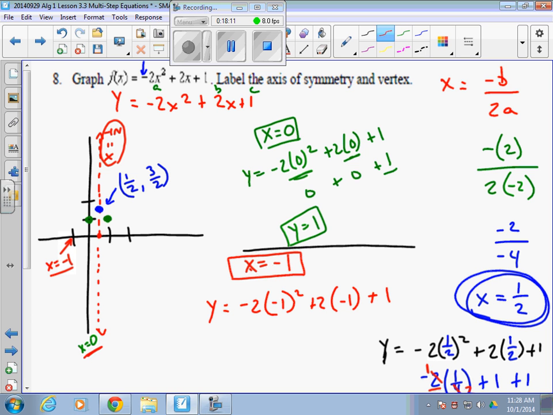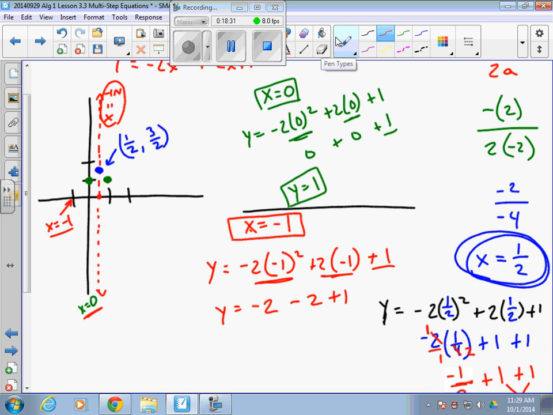Again, that looks like a tough equation, but it's really not. When you square -1, you know that that's going to be 1. And when you multiply 1 times -2, you're going to get -2. 2 times -1 is going to be -2 again, and then bring down your plus 1. So y's value equals -2 minus 2, which is -4, and -4 plus 1 is -3. So y's value is -3 when x's value is -1.